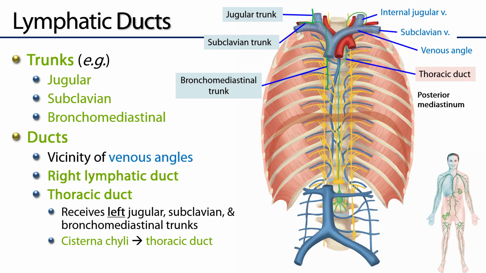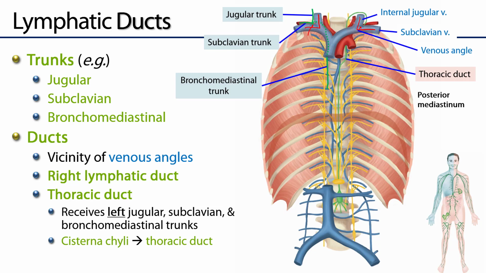So as I've already said, there are two major ducts. There is a right lymphatic duct draining into the right venous angle. The venous angle, as you may recall, is the union of the subclavian vein with the internal jugular vein. So that is the right venous angle. Here is the left venous angle. So there is the right lymphatic duct draining into the right. Here is the thoracic duct draining into the left.